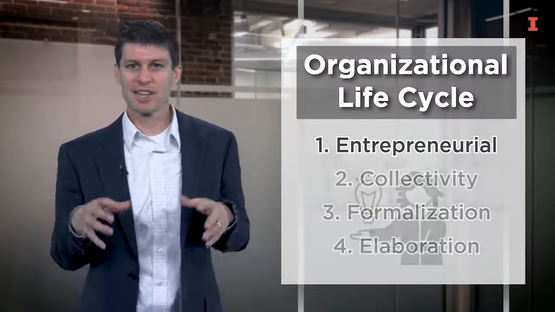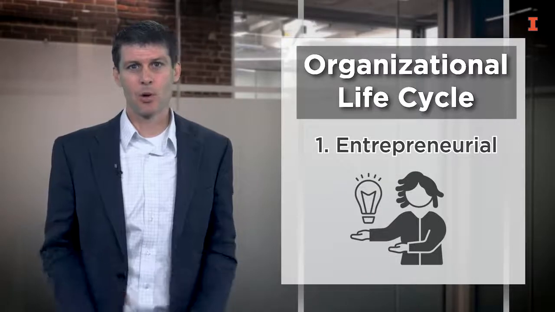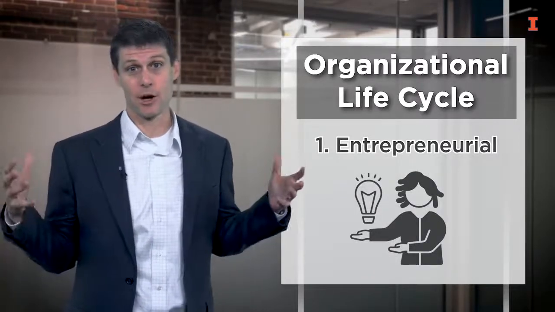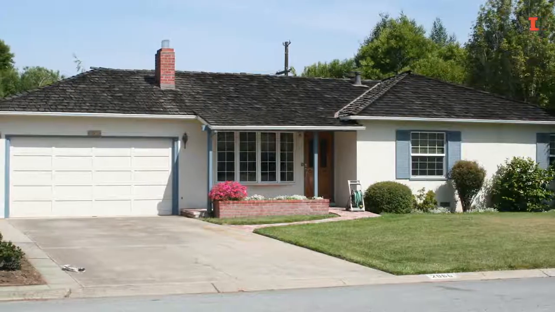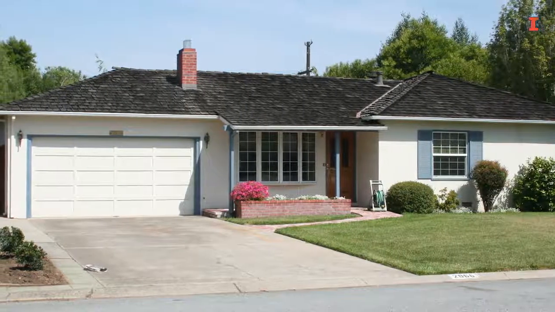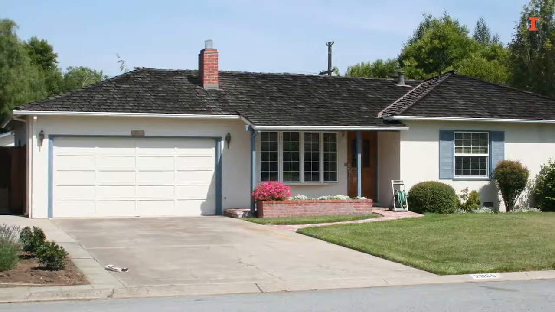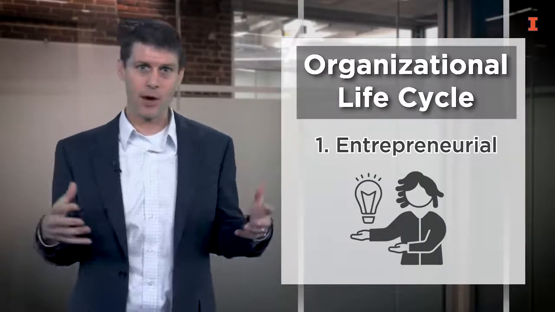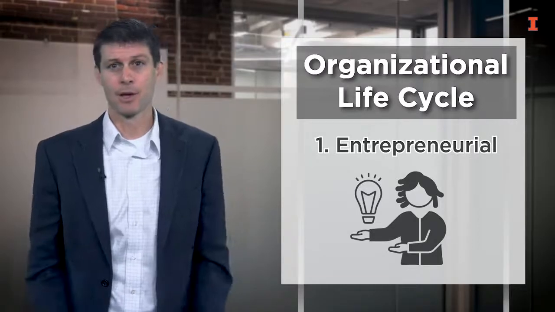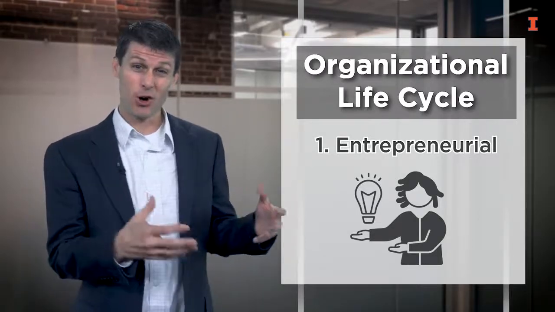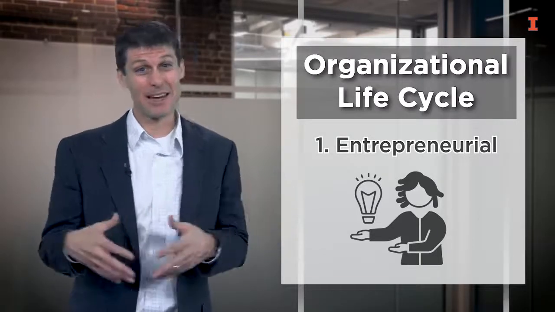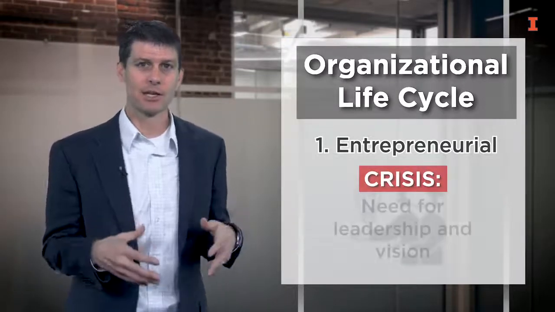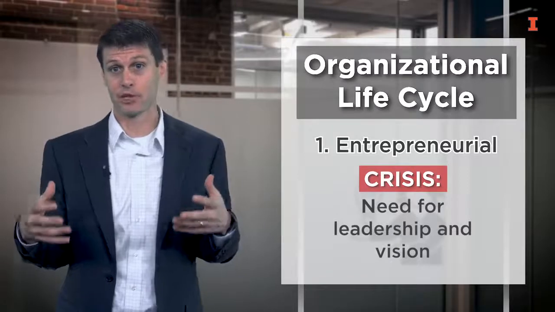So stage 1 is the entrepreneurial stage. We often think of the classic case of an entrepreneur making some great discovery in the garage. Actually, Apple started this way as Steve Jobs and Steve Wozniak tinkered in Wozniak's parents' garage. Companies often start as a one-person show with an idea, a product, or a new technology. Now, while lots of potential companies start in the garage, not very many get out of this stage. And the crisis that has to be overcome at this stage is the need for leadership and vision.